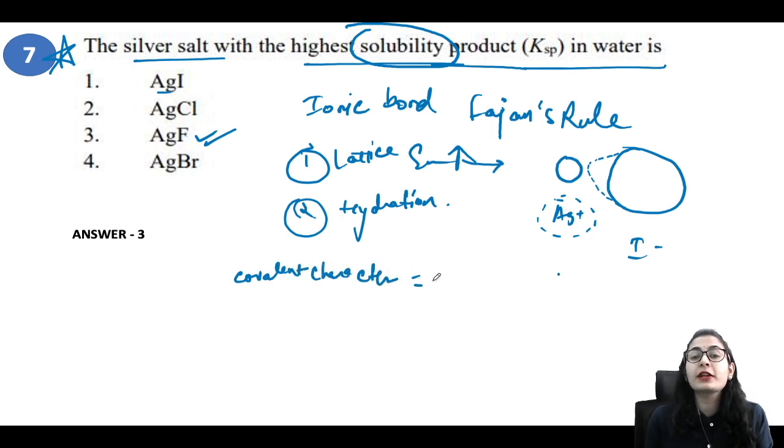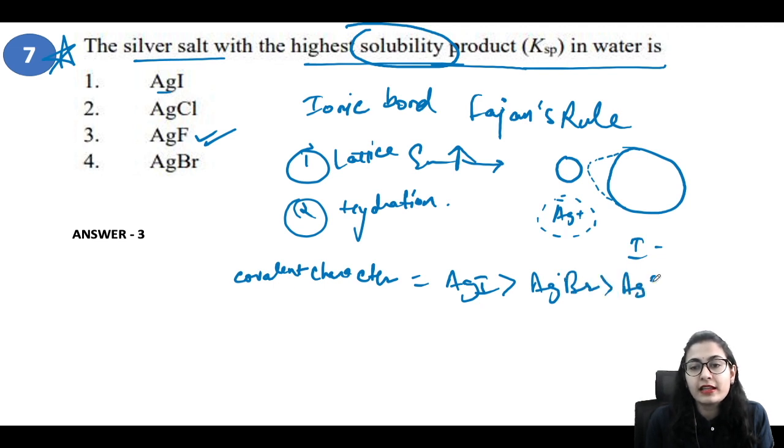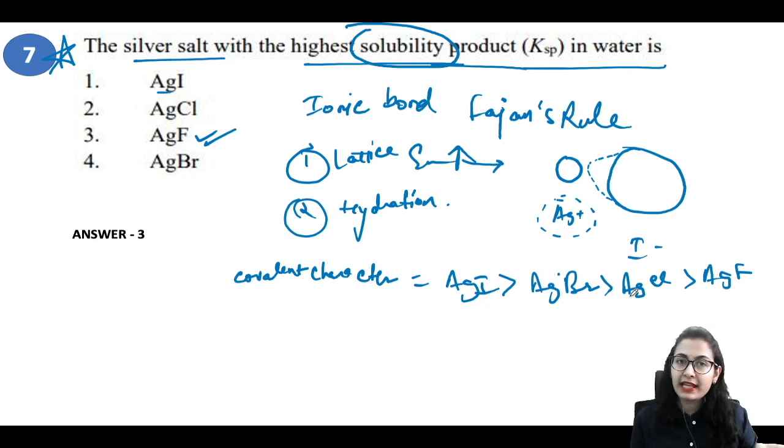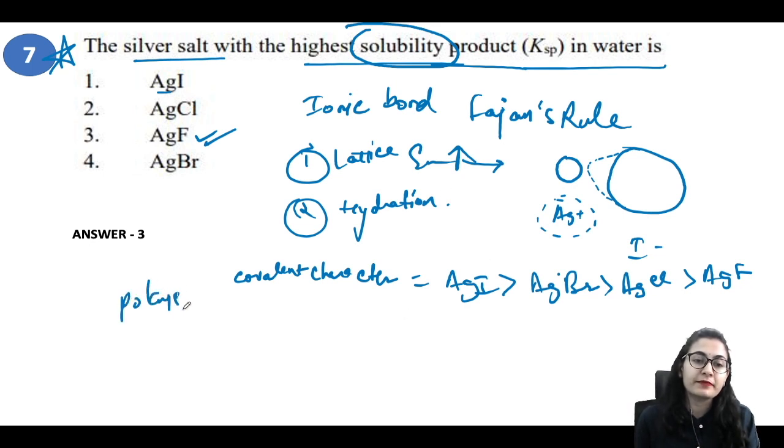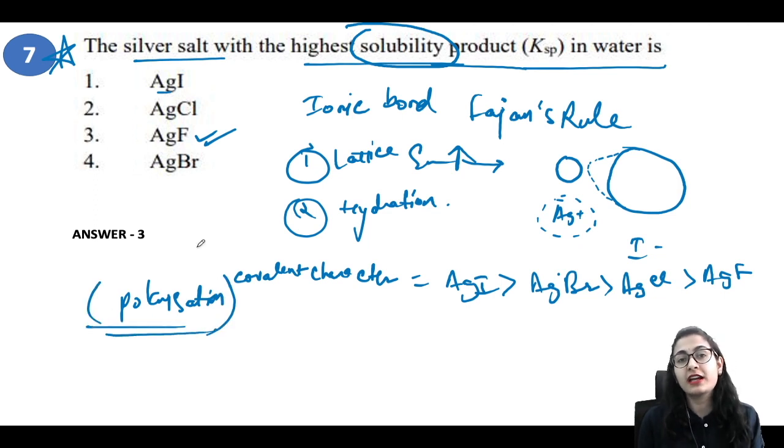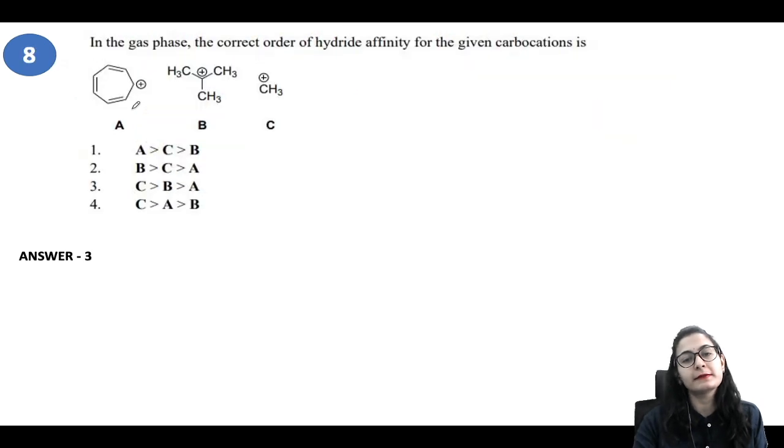Covalent character is going to be maximum in AgI, and then AgBr, and then AgCl, and lastly AgF. So AgF is most ionic, and that's why it's most soluble in water. So what is the determining factor over here? Polarization. Polarization is the most important factor which determines the answer, particularly for silver salts. So 3 is the answer.